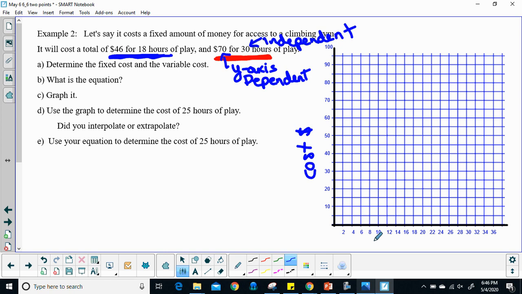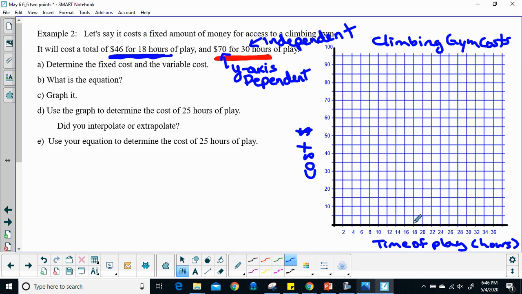So my time of play, that's in hours. Okay, so the title would maybe be, I don't know, climbing gym costs. Sure. Okay, and then let's pop down some numbers here.